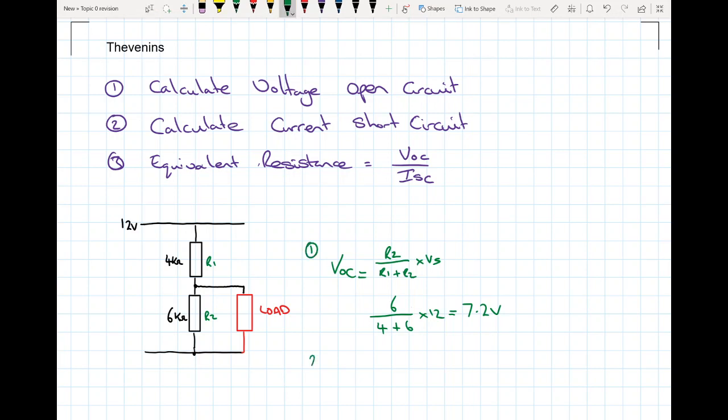Okay, step number two then is we're going to calculate the current short circuit. As we're shorting out this load, effectively we're making the load have zero resistance. So there's a piece of wire going down there. So R2 disappears. So we're just left with all of the voltage there across R1. So we're going to have 12 volts divided by 4 kilo ohms. Okay, gives us 3 milliamps.